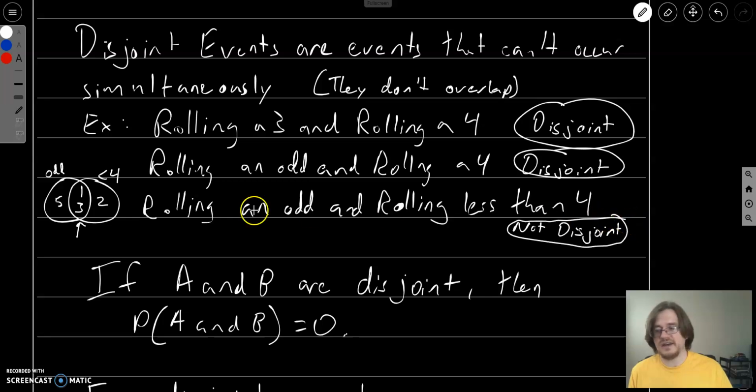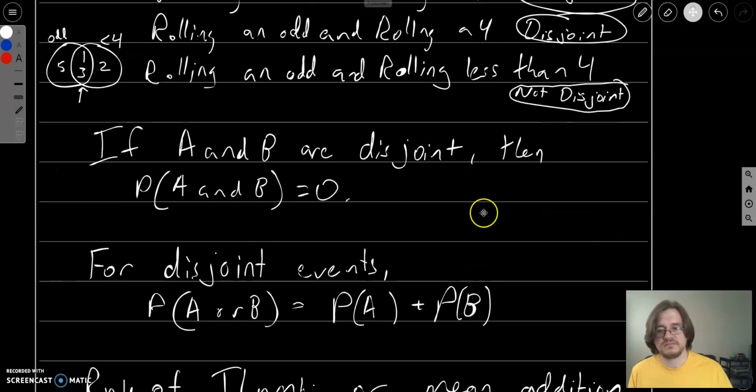So drawing a Venn diagram like this I think is helpful, but essentially the question that you're asking is, can both of these things happen at the same time? You can't roll a 3 and a 4 at the same time. You can't roll an odd number and a 4 at the same time. But you can roll an odd number and a number less than 4. So in that last case, they are not disjoint.